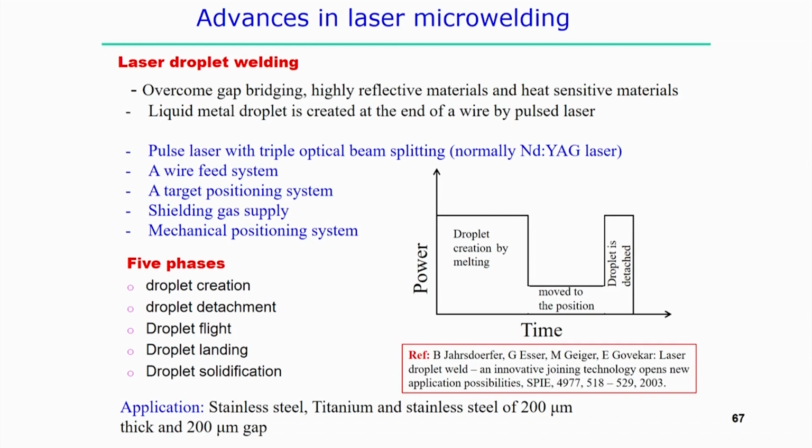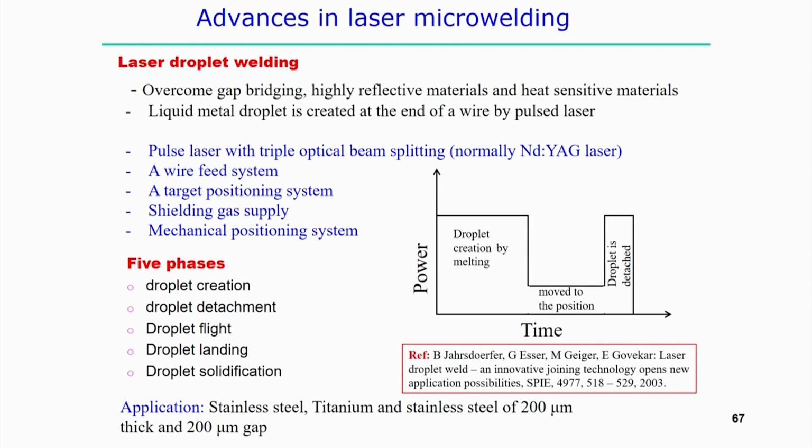So, how does it work? This figure shows a typical pulse shape, power versus time. Initially the pulse duration is longer, with moderate pulse power. That helps to create the droplet by melting the wire. Next, the magnitude of the power is very low, and over a certain distance the droplet moves along with the wire towards the target point of the welded joint.